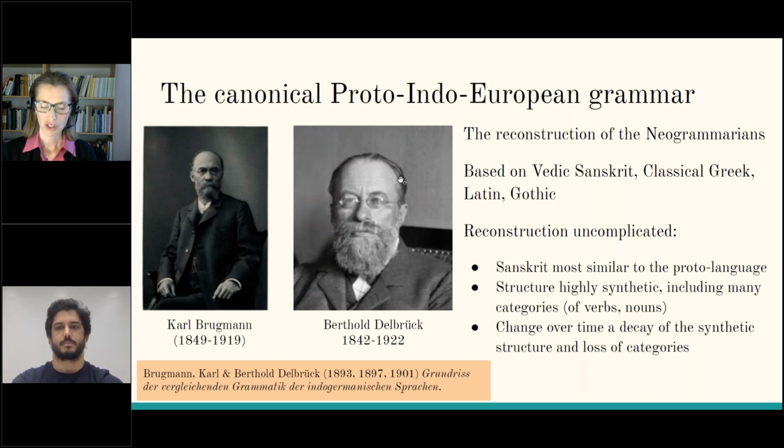Around the turn of the century, the so-called neo-grammarians in Leipzig became highly influential. Based on the structure of the ancient languages Sanskrit, Greek, Latin, and Gothic, they reconstructed a complete grammar system for the Proto-Indo-European language. They reconstructed the proto-language basically using Sanskrit as a template, a highly synthetic language with lots of categories.